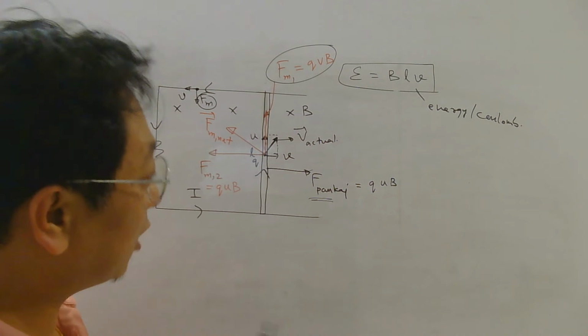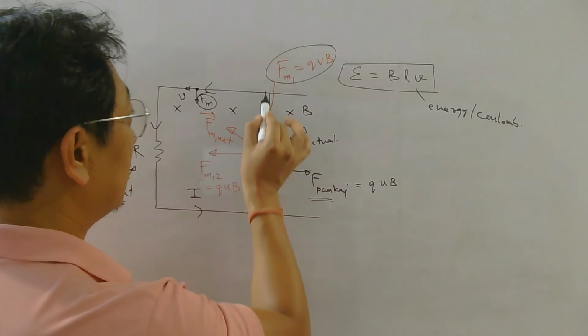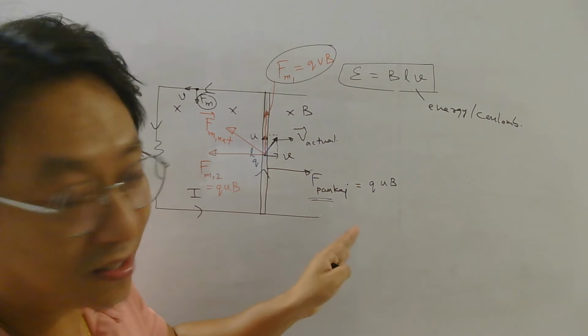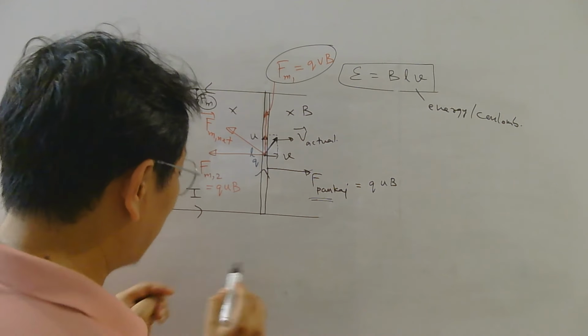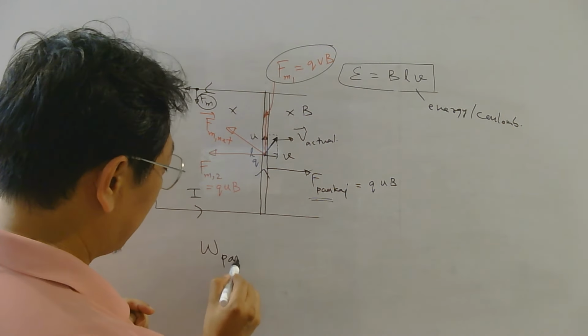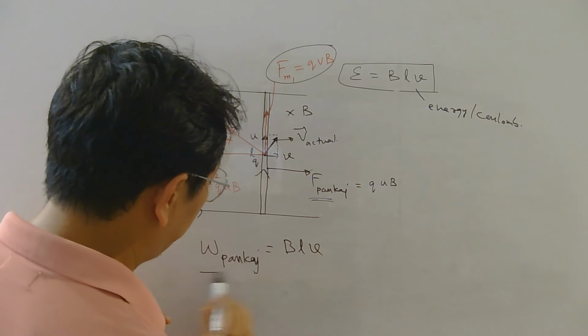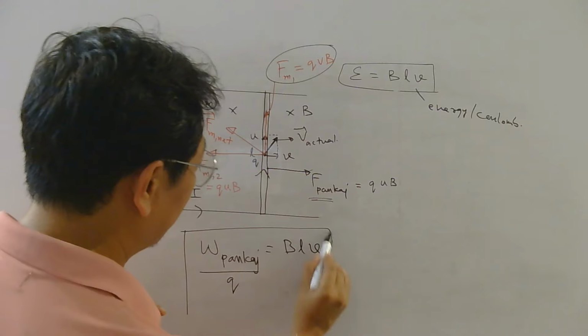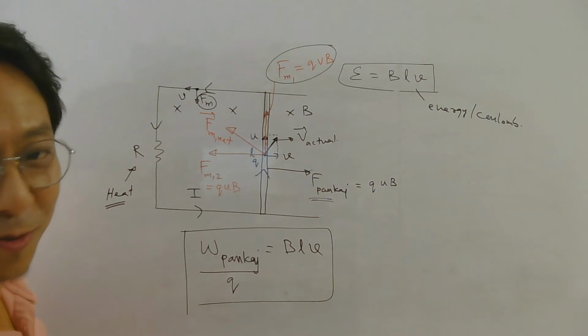Therefore, I must be able to show you that during the time the charge goes from here to here, when my force acts to counter this force, the work done by me has to come equal to BLV, of course, per unit charge, because this energy is given per coulomb, isn't it? So let's try to show that.